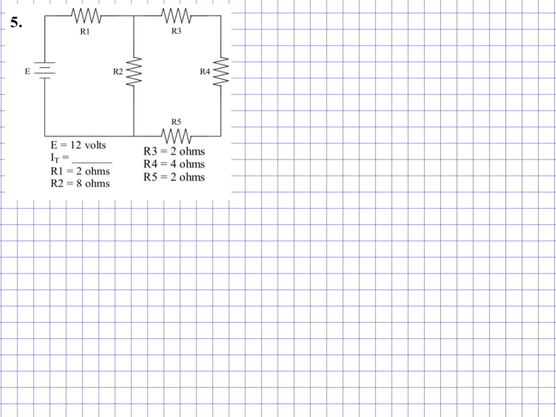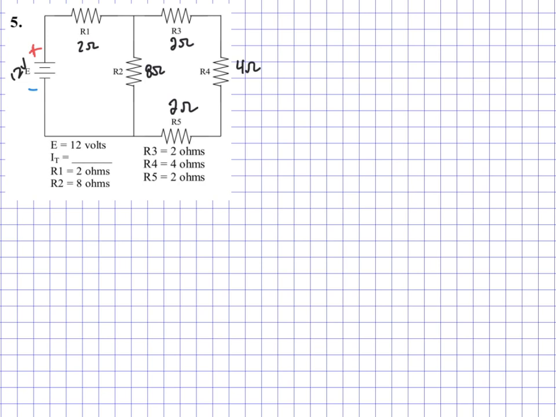So I'm going to pencil in our positive and negative sides. I like this. It just keeps my mind straight. So put 12 volts in there. And then R1 is 2 ohms. And R2 is 8 ohms. And then R3 is 2 ohms. And R4 is 4 ohms. And R5 is 2 ohms.